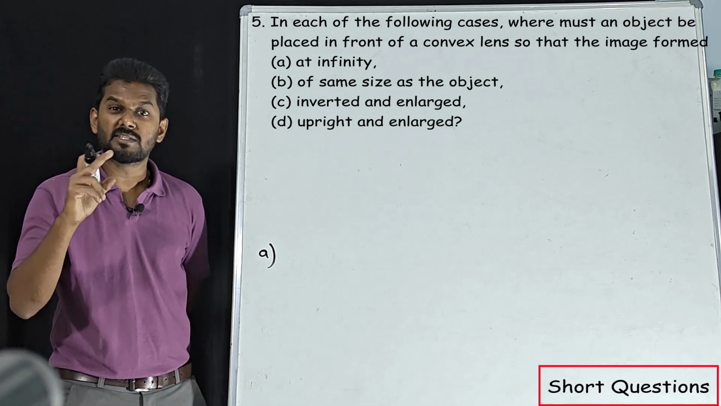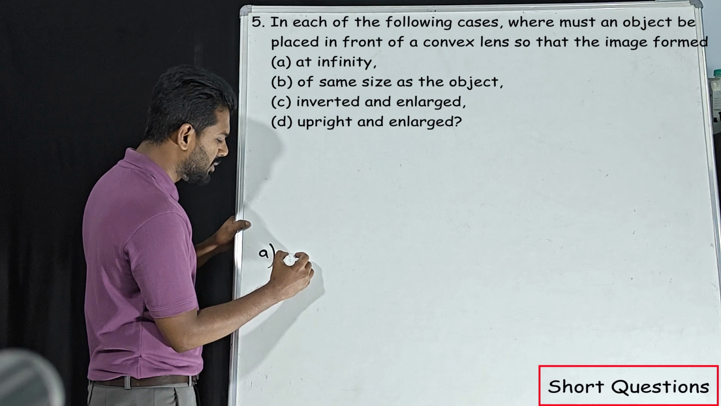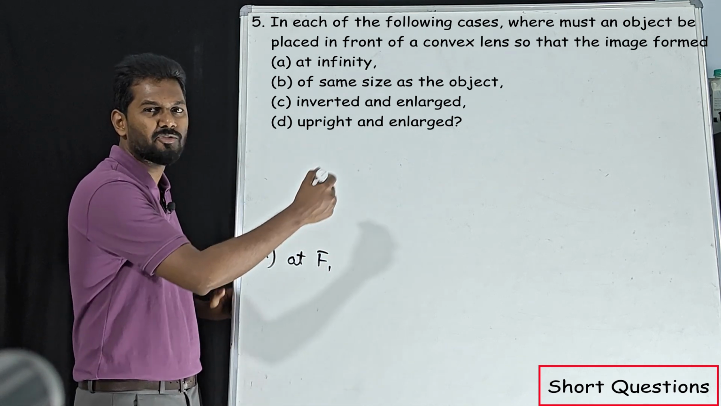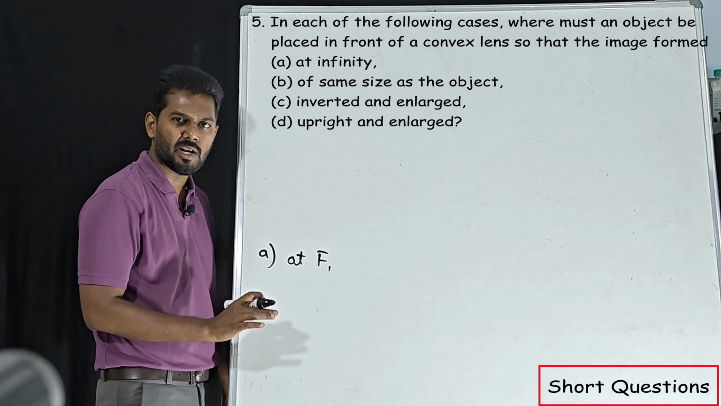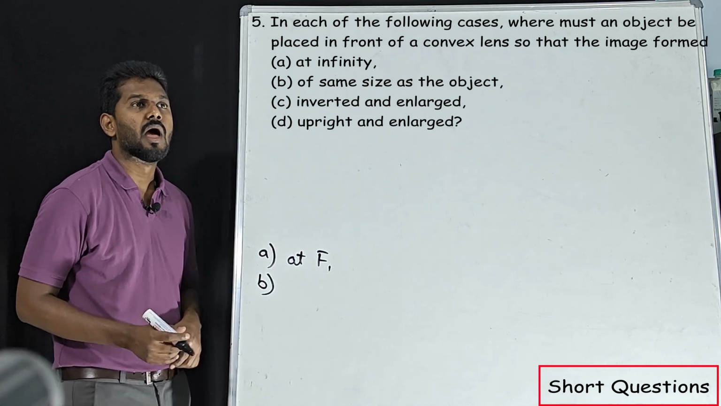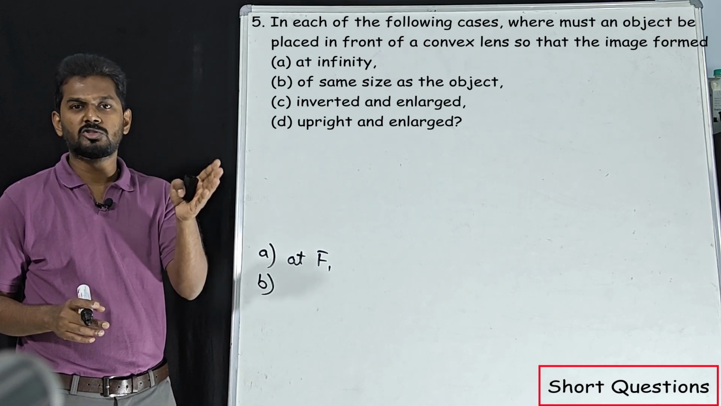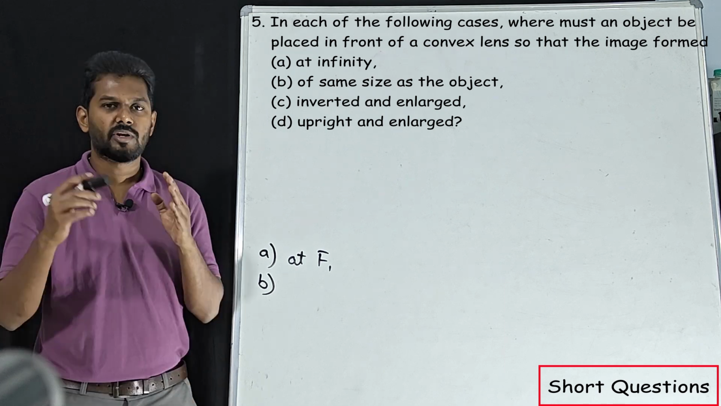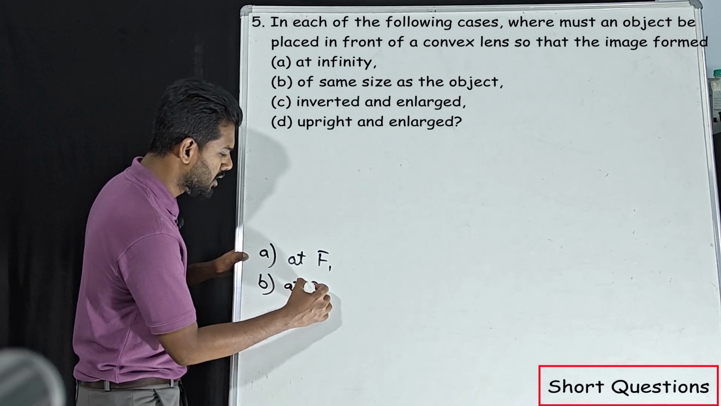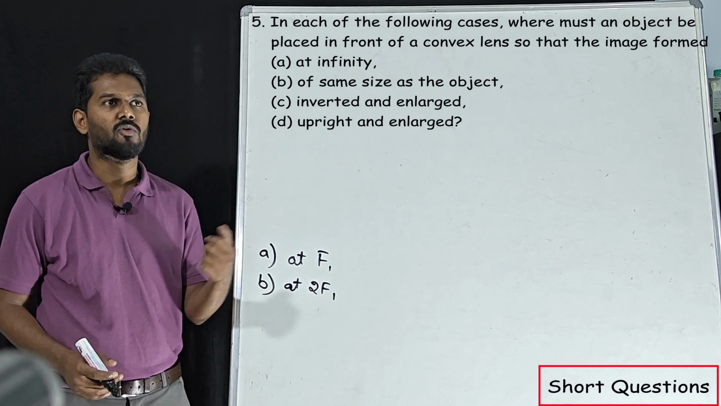If you want to get the image at infinity, the object should be placed at F1, or you can write it as at focus. At F1 is also correct, at focus it is also correct. Then for the same size as the object, the image size should be the same size as the object, so it has to be kept at 2F1, okay, or you can write it as second focus.